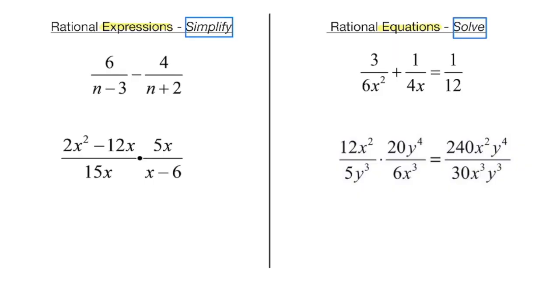We know that rationals involve fractions and variables. On the left, we have two examples of rational expressions. On the right, we have two examples of rational equations. What do you think the difference is between an expression and an equation?